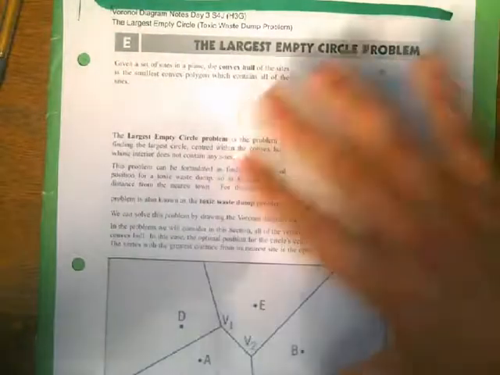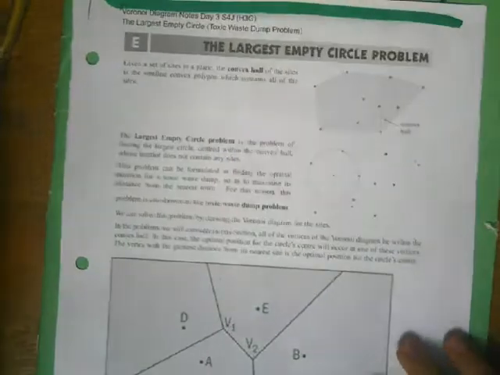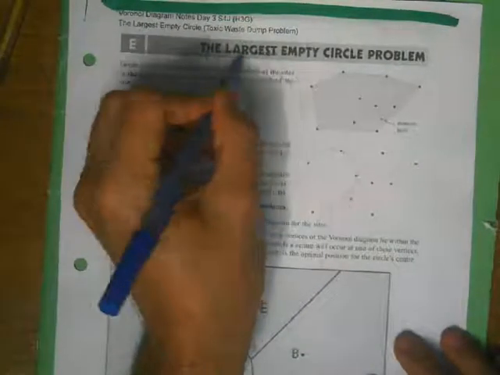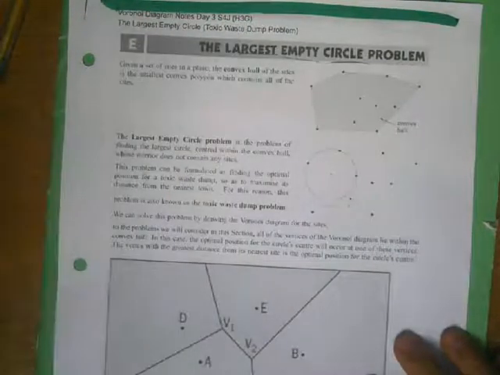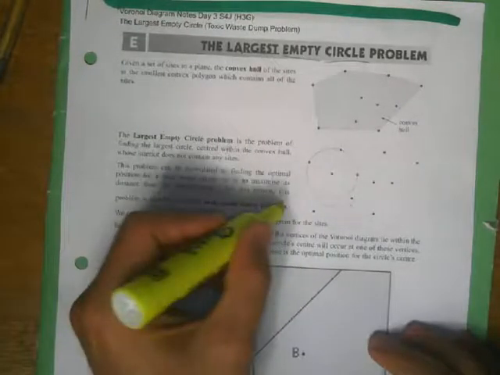All right, so I hope you printed your notes page because it really helps to have this diagram and it helps to be able to draw on here. So the largest empty circle problem is also sometimes referred to as the toxic waste dump problem.